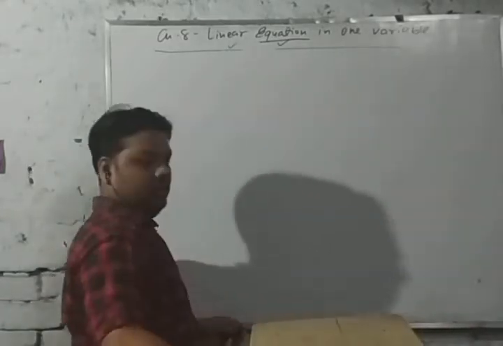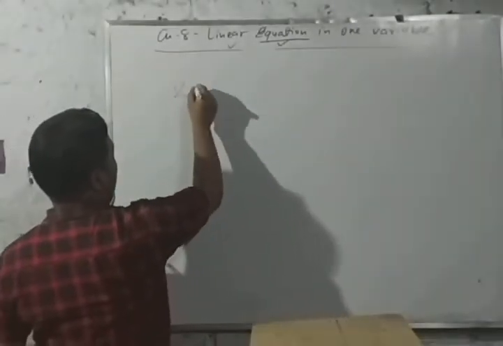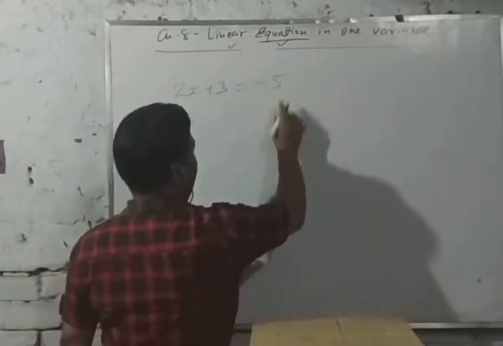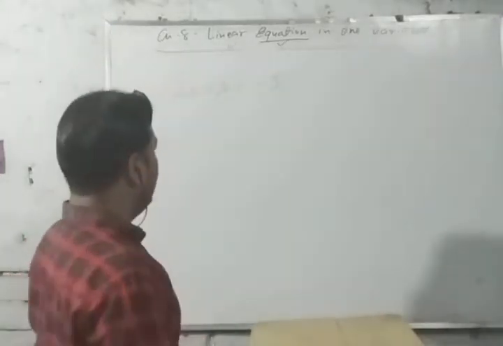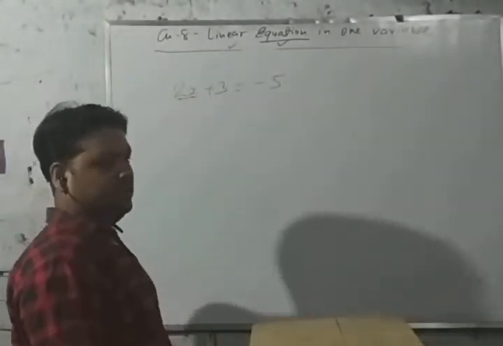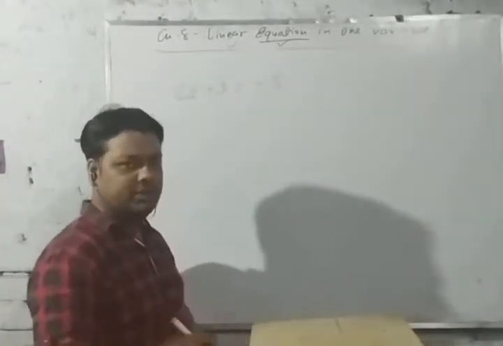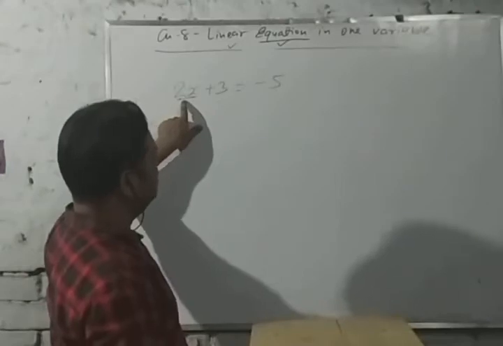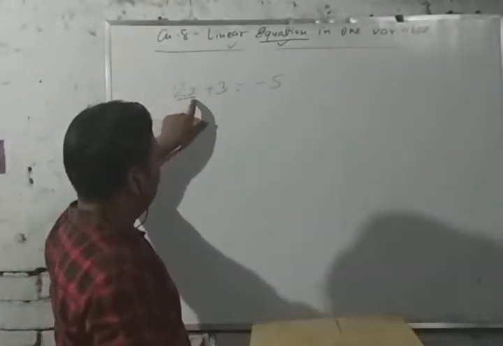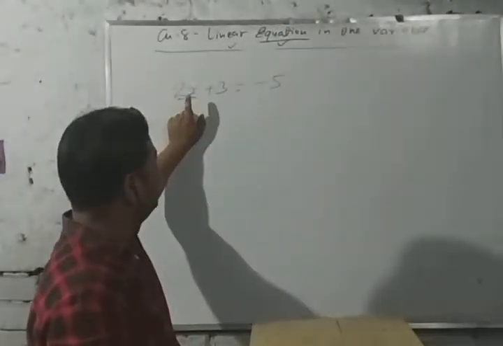Now the question is, if it is given 2x plus 3 is equal to minus 5. Here you can see that x has a constant term as its coefficient. We have discussed what a coefficient is in the previous chapter. So 2 is the constant term, but x is the variable, and it is in the product with the constant, so we will not take that one.